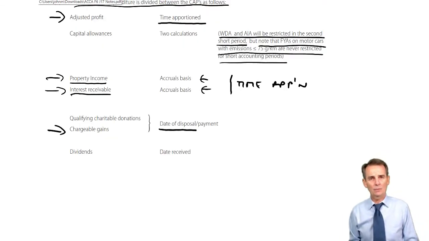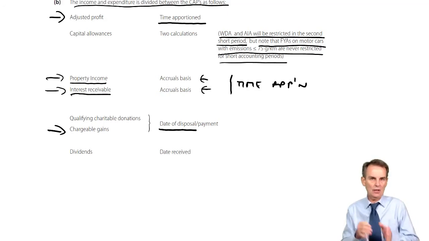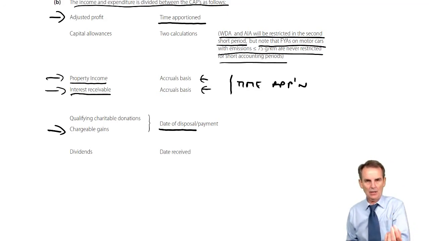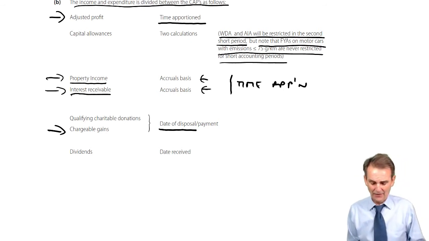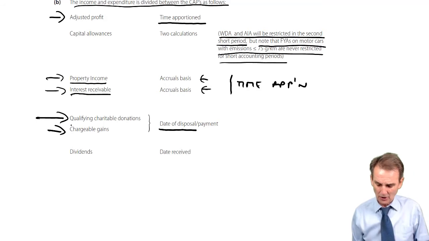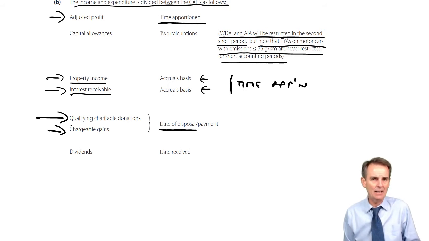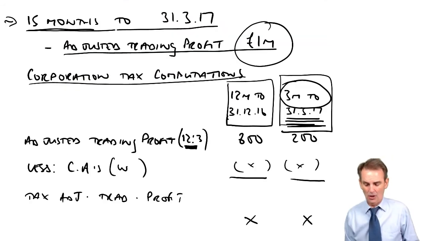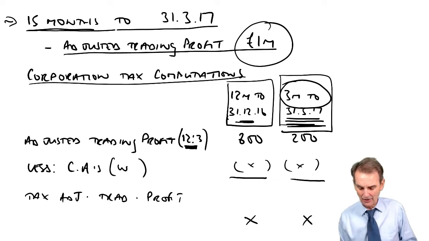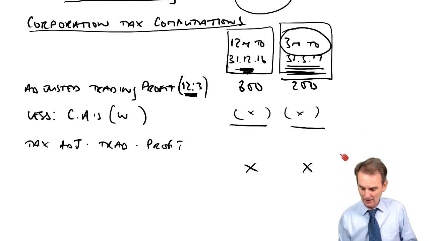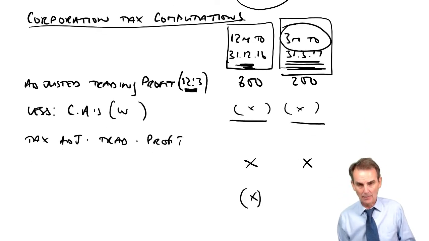Now, for each computation, each period, add your trading income assessment to any property income and any interest income assessment, add in any gains, you've now got total profits. Having got total profits, you need to deduct qualifying charitable donations. How do we deduct them? As you would for any individual corporate tax computation, based on the date of payment. So again, going back to our earlier example, any donations paid at any date in 2016, they are going to get deducted here.